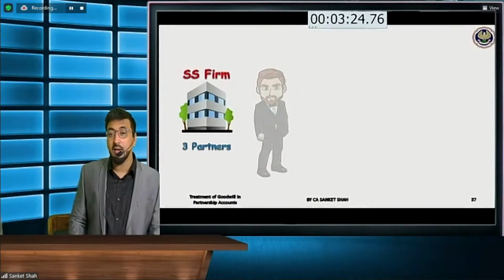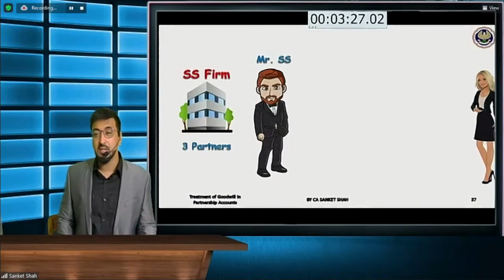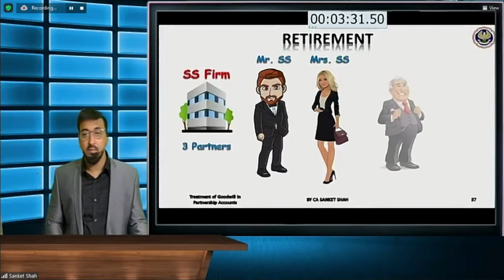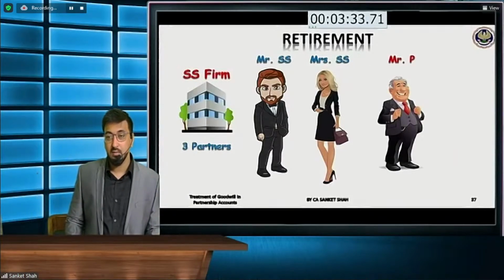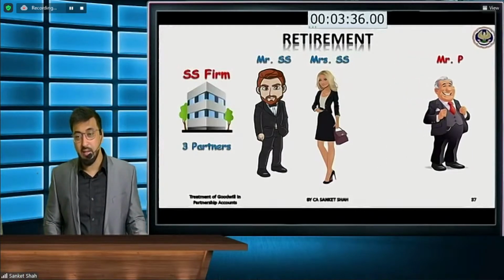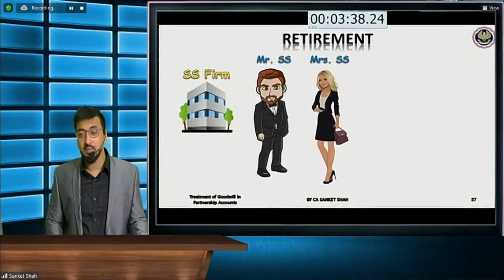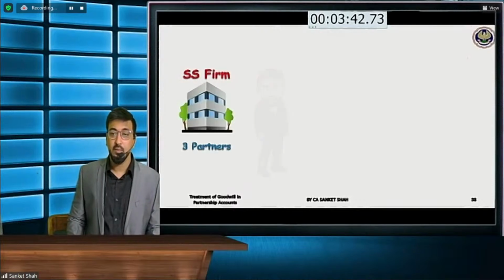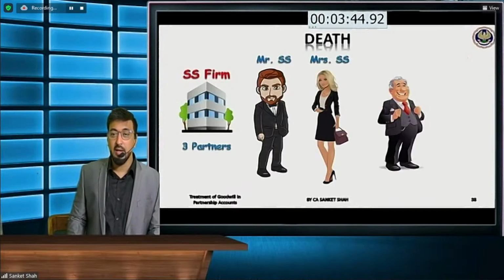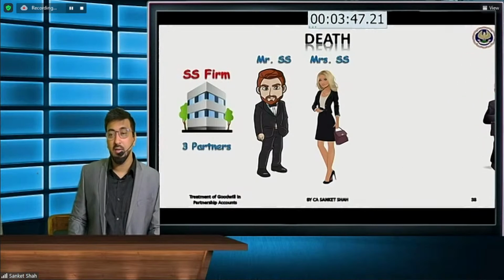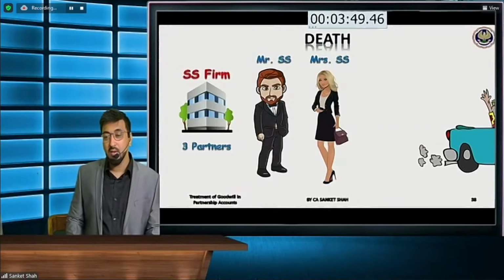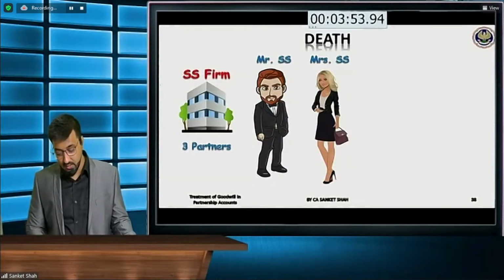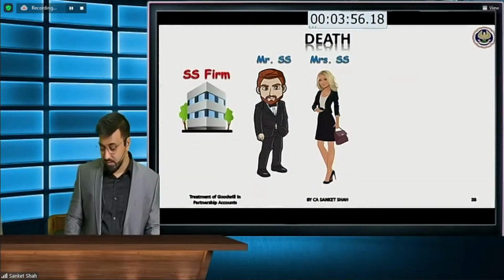Now tell me the entry if there are three partners, Mr. SS, Miss SS, and Mr. P. And now retirement. Three partners become two partners. So what is the entry? The same entry will be there for death as well. Mr. P died, he had gone on holiday. Oh, an accident. So what is the entry? This is a quick revision.